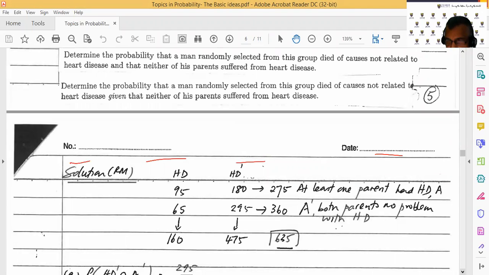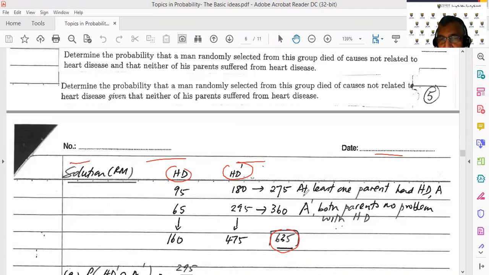Keep in mind that you have 635 men who died in 1999, right? Again, 635 men. This one here. Let me just get my pen right. Okay, there you go. This one here, 635. And then this one, I think you know what I'm talking about. This is about heart disease. This is no heart disease.